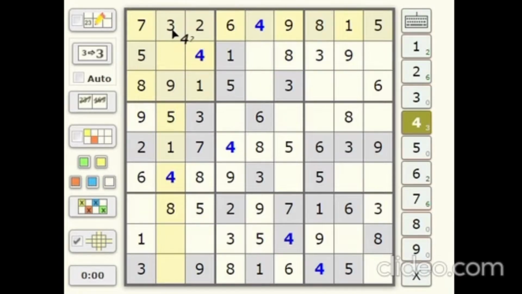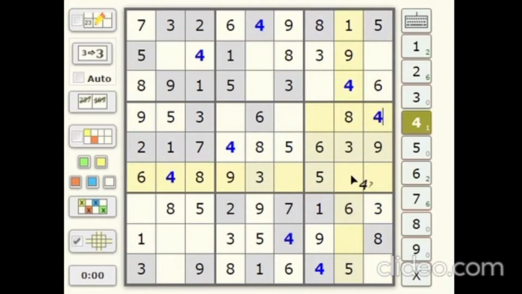We can also put another 4 in this cell because in this square, 4 cannot be located in row 2 or in column 7. Next, we can enter a 4 in this cell because in this square, a 4 cannot be in column 7 or in row 6.